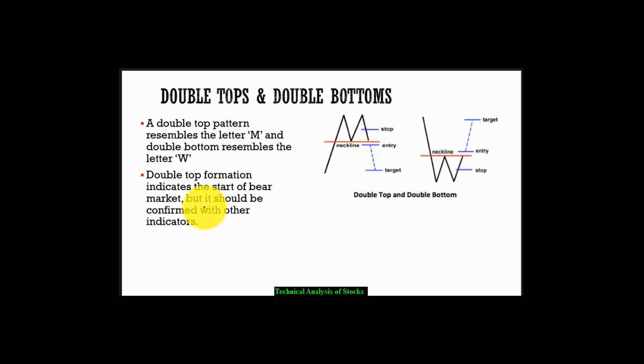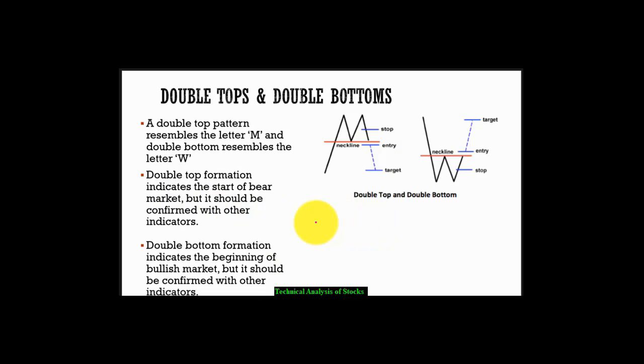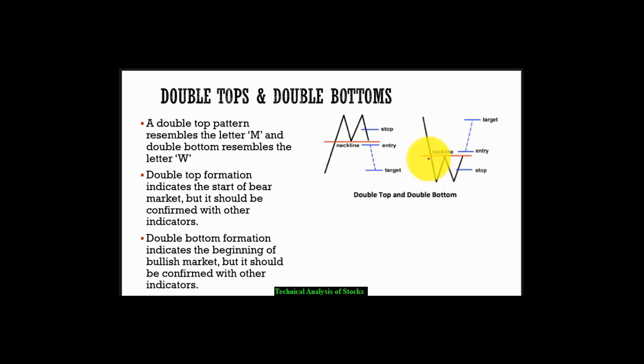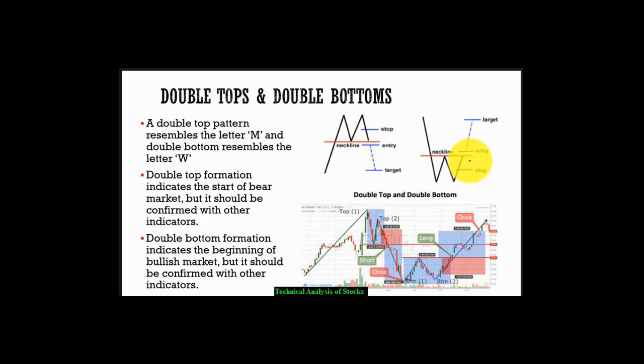But this trend should also be confirmed with other indicators. Similarly, there is a double bottom, which forms a W pattern of the English letter, and after this neckline, if the price goes up, this is a buy signal. Here the investors can buy stock because the market is expected to move in an upward direction. Again, these patterns should also be confirmed with the indicators.